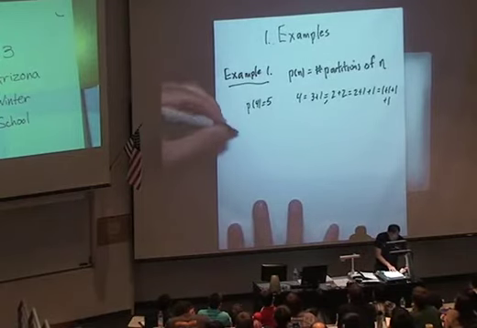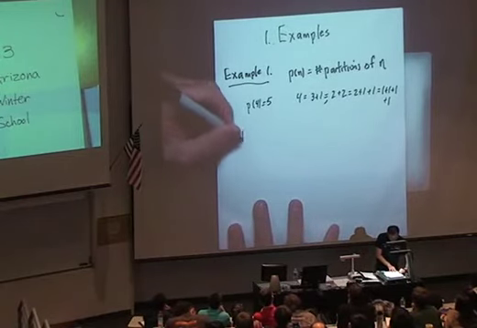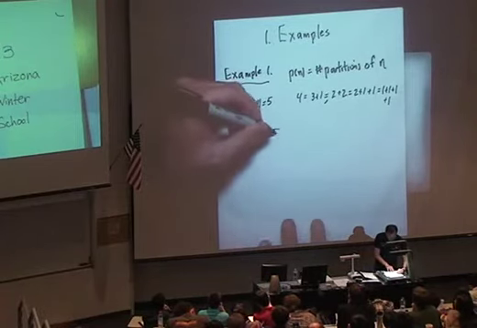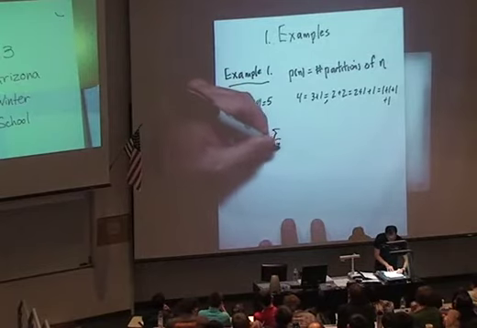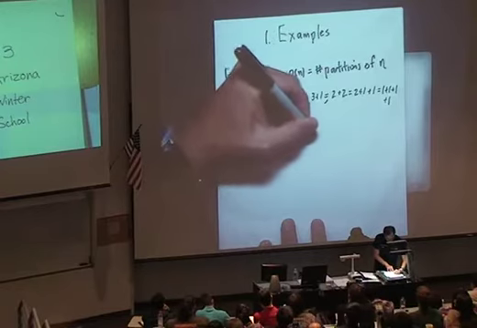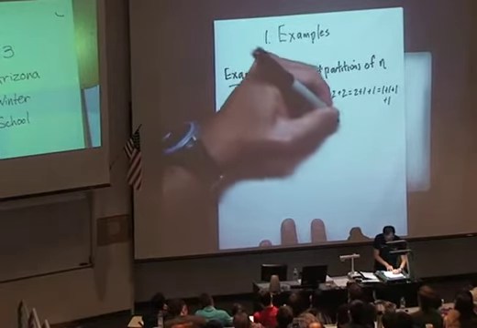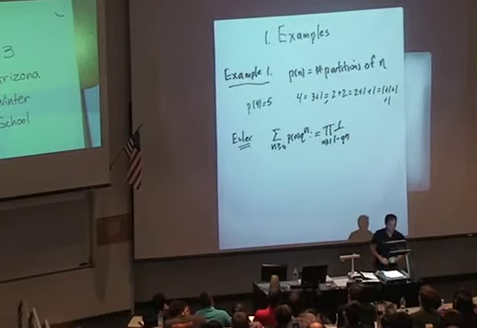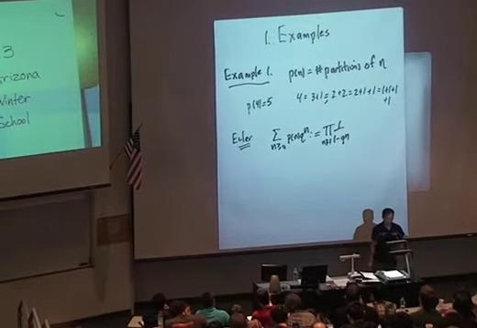And one of the first things you might learn about this function is that it has a convenient generating function due to Euler. The summation over n bigger than or equal to 0 of P of n q to the n is given by this infinite product, the product over positive integers n of 1 divided by 1 minus q to the n.